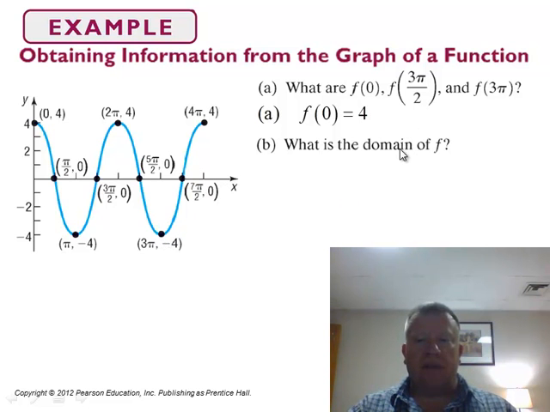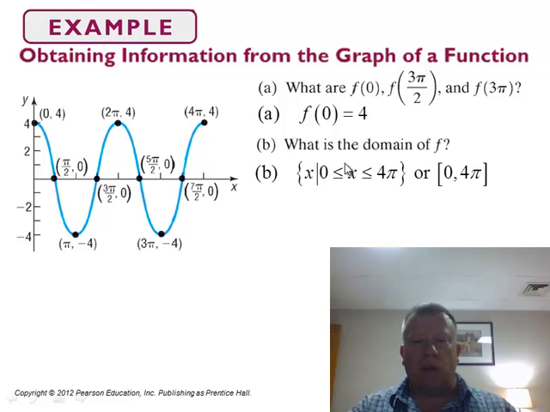What is the domain of this function? Well, it looks like the graph starts here and ends there. So x varies from 0 to 4 pi. So that would be the domain, 0 to 4 pi, which you could write either in this format or this format. Understand also that we are including x equals 0 and x equals 4 pi, so that's why we have this closed interval like you see here.